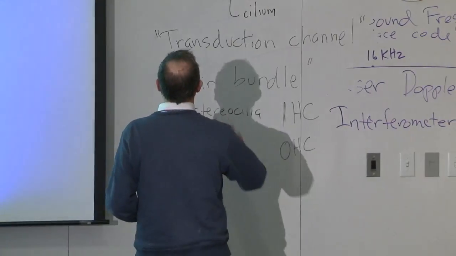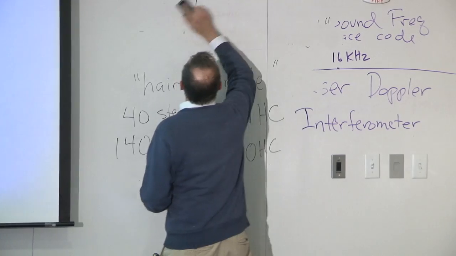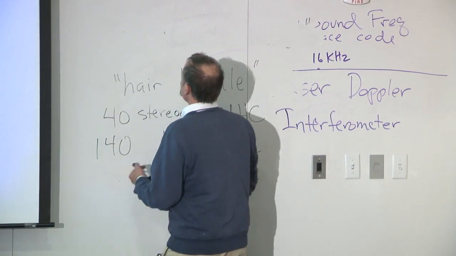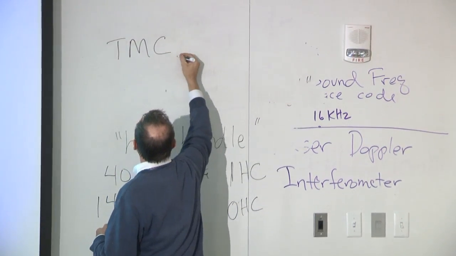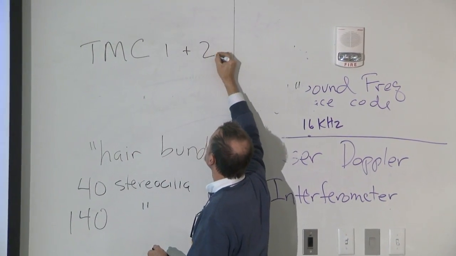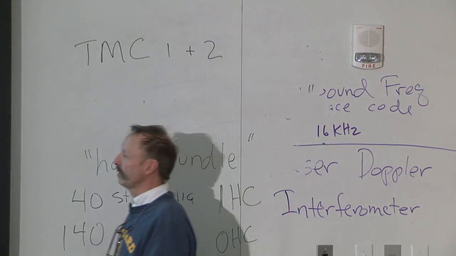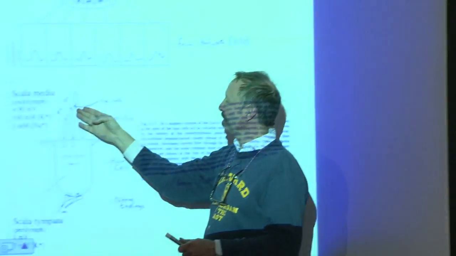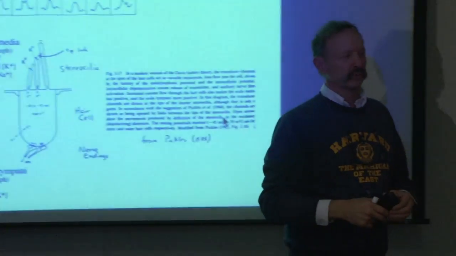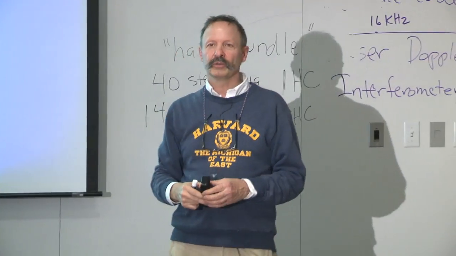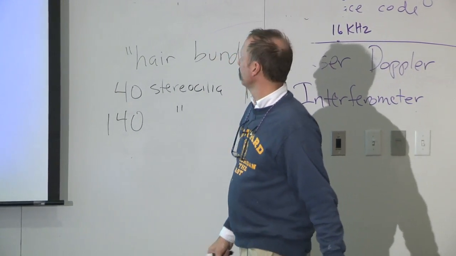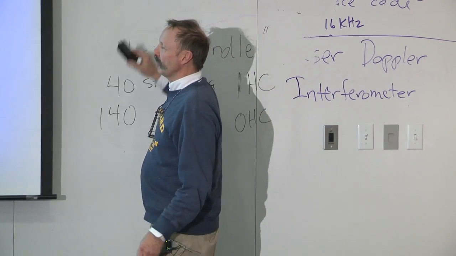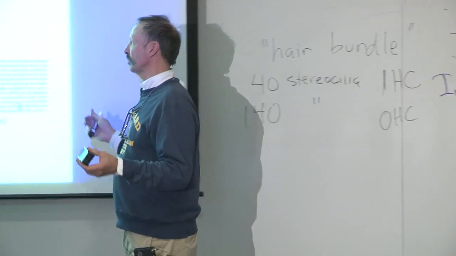So there's a guy at Harvard in the Department of Neurobiology, Jeff Holt, who thinks the transduction channel is the so-called transmembrane channel, TMC, of which there are two varieties, 1 and 2. It's not clear if that's actually the channel or something associated with the channel, but when you knock it out, the hair cells don't respond anymore. The animal's deaf. Okay, so these transmembrane channels may be the transduction channel, but the jury is still out.